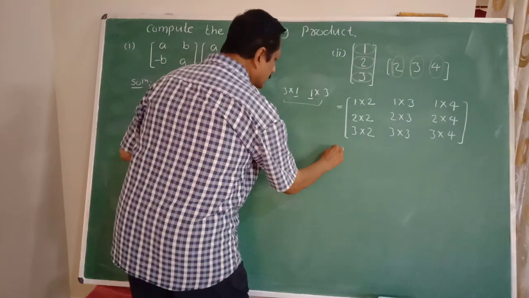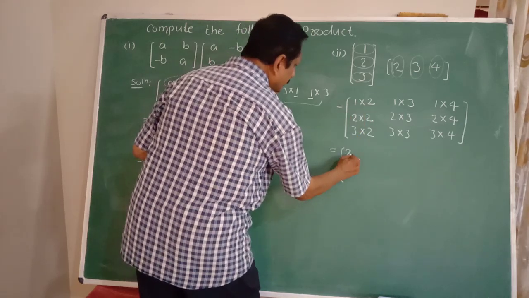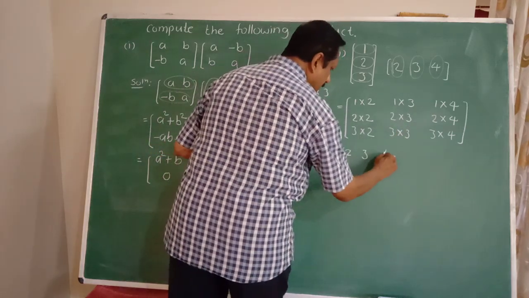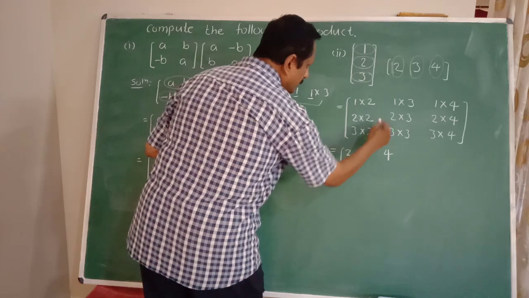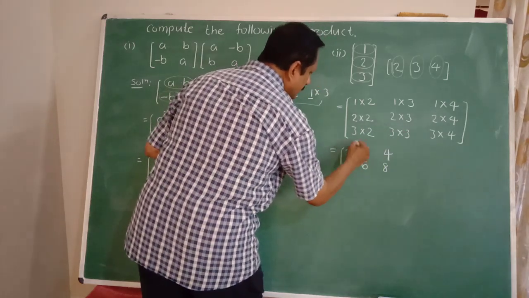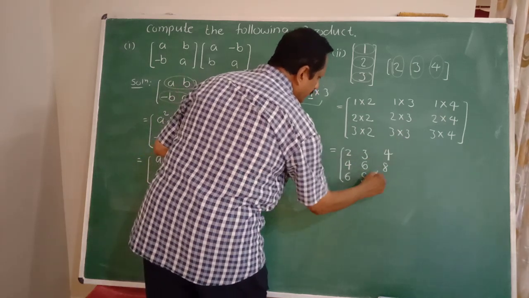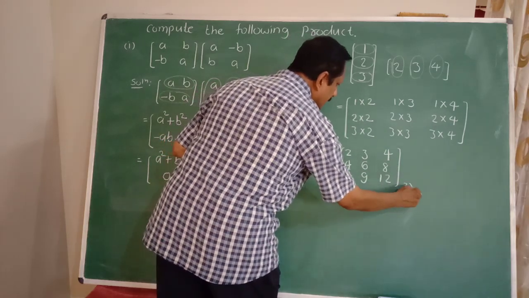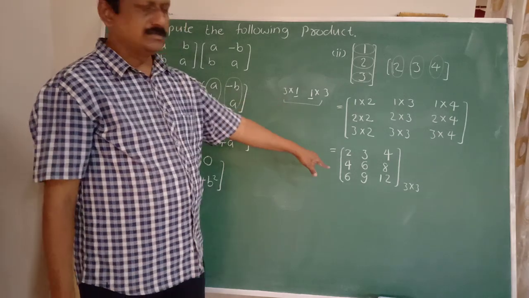Therefore this is equal to: 2 into 1 becomes 2, 3 into 1 becomes 3, 4 into 1 becomes 4, 2 into 2 becomes 4, 3 2s are 6, 4 2s are 8, 3 2s are 6, 3 3s are 9, and 3 4s are 12. So obviously it is a 3 into 3 matrix. After multiplication you will get a 3 into 3 matrix.